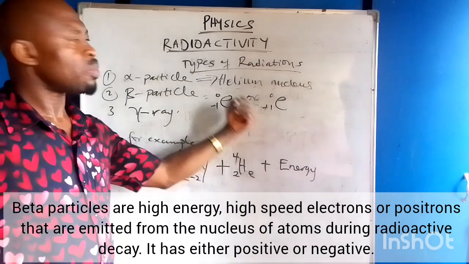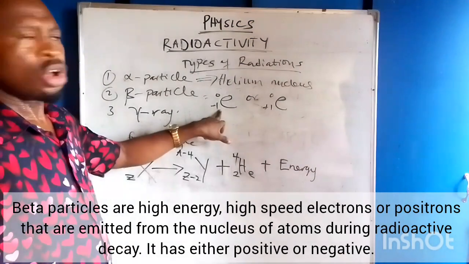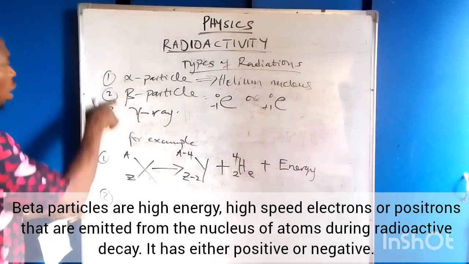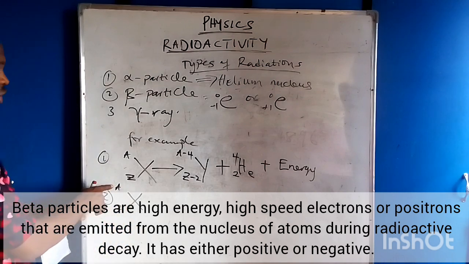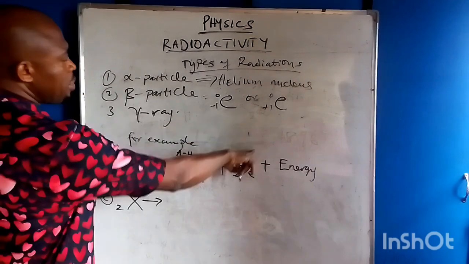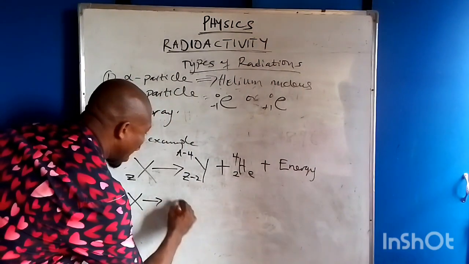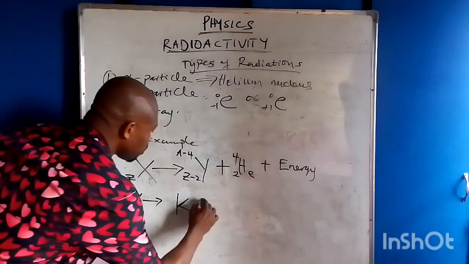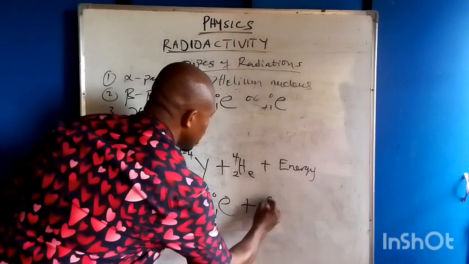Now, by implication, if an element releases, for example, a negative electron, here we will take another example. This is the first one. The second one is this: if an element X, with A here as the mass number and Z here as the atomic number, emits just one electron to have its daughter nucleus, let us represent it with K, plus one electron, 0 here, minus 1 here, plus energy.